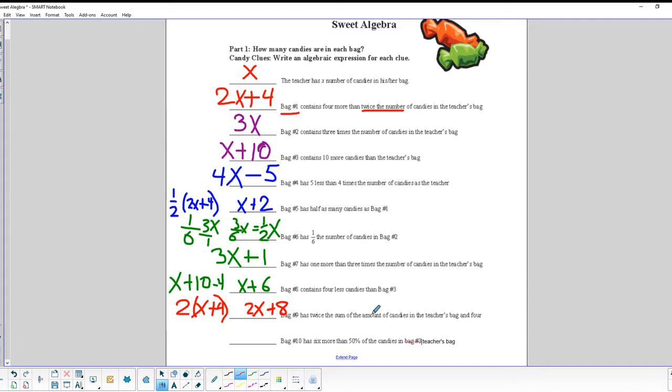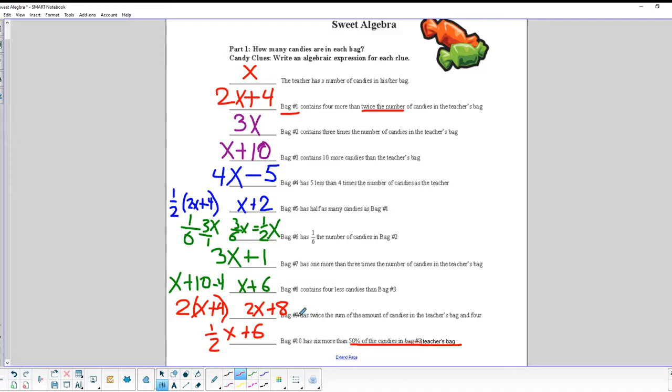Now keep in mind, if we knew what x was, we could go through every one of these and actually determine the exact number of pieces of candy there are in each bag. And that's exactly what we're going to do in a few minutes. So bag number 10 has 6 more than 50% of the candies in the teacher's bag. So if the teacher's bag is x again, 50% of that would be half of that. So 1/2 of the teacher's bag. And then this has 6 more than 50% of that. So we're going to have 1/2 x plus 6.